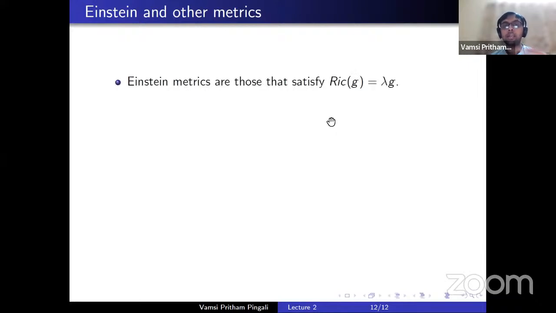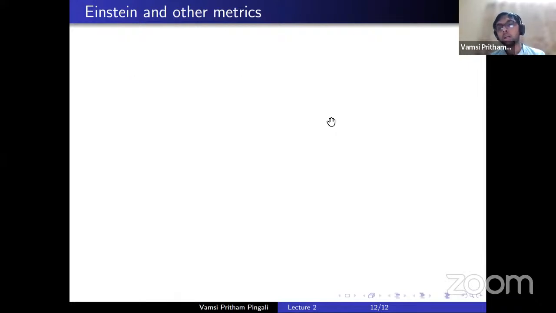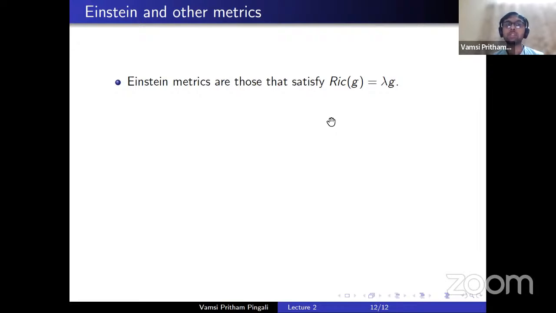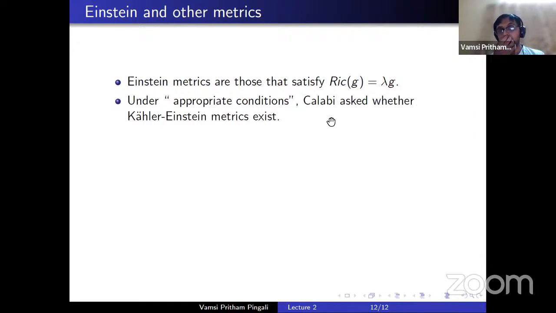So in this last slide, I'll just mention other conjectures of Calabi. Firstly, Einstein metrics are those metrics that satisfy the Ricci tensor is a multiple of the metric itself. Why are they called Einstein metrics? Because they're somehow related to general relativity. I can't go into the context right now because I don't have enough time. Anyway, the bottom line is under appropriate conditions, Calabi asked whether Kähler-Einstein metrics exist.